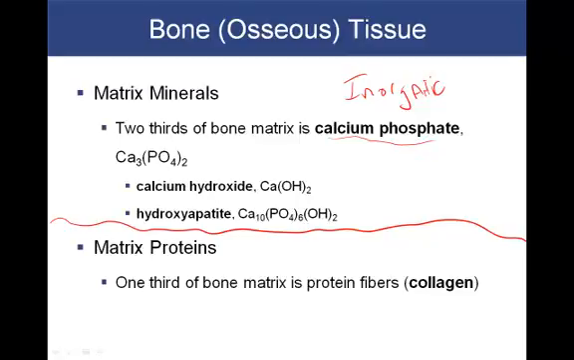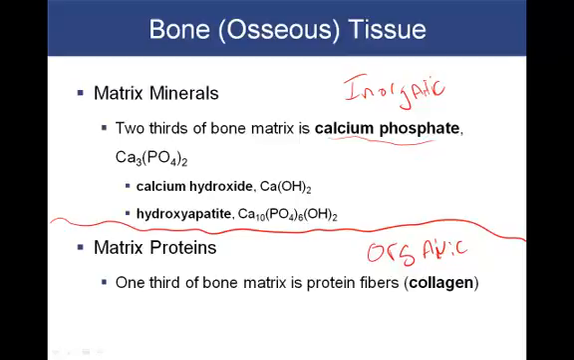The organic component of matrix is largely composed of collagen. Collagen is a protein. It's very flexible, yet very strong. And when you combine the inorganic and the organic components of the matrix, you get a substance that is extremely strong, yet flexible. And that's exactly what bone is. It's very strong, yet flexible.